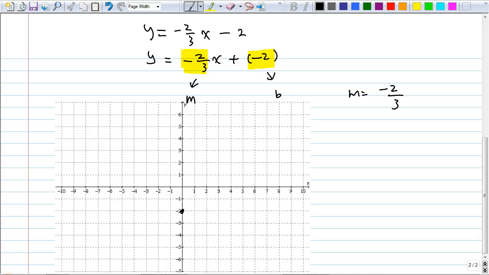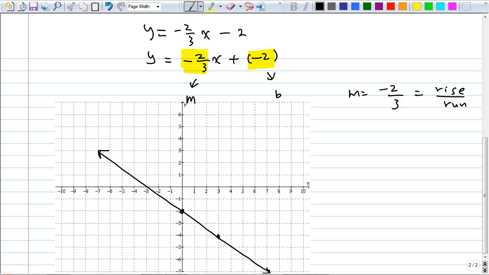The slope -2/3 means -2 over +3. Remember, this is rise over run. So if the rise is negative, you have to go down 2 from your starting point, which is your y-intercept, and the +3 means you go to the right 3. So you end up here. Then all you have to do is connect these 2 points and put the arrows here because it goes on forever. There's your graph. So that was our first method of graphing the line.